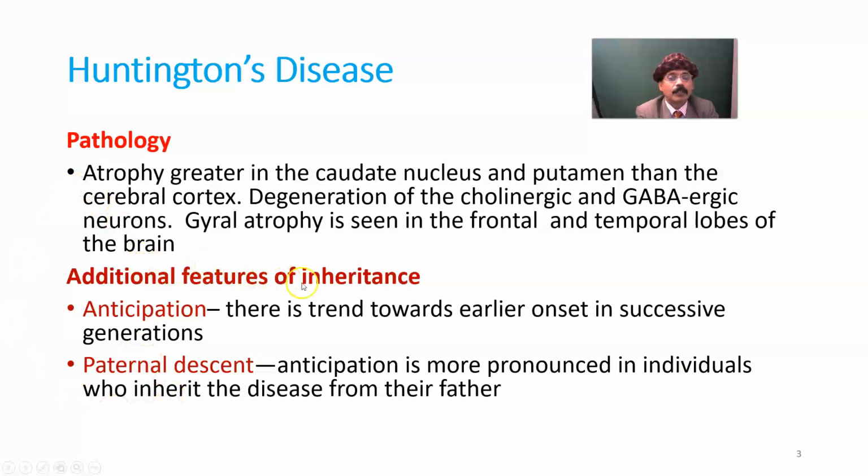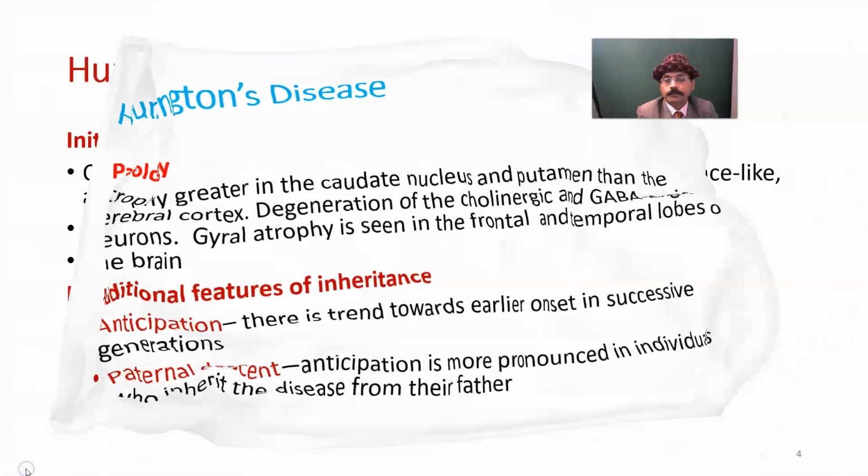Additional features of inheritance: anticipation. There is a trend towards earlier onset in successive generations. So if his father has Huntington disease at the age of 45, his son will have Huntington disease at the age of 42. The grandson maybe at the age of 38. This way. What is paternal descent? Anticipation is more pronounced in individuals who inherit the disease from their father.